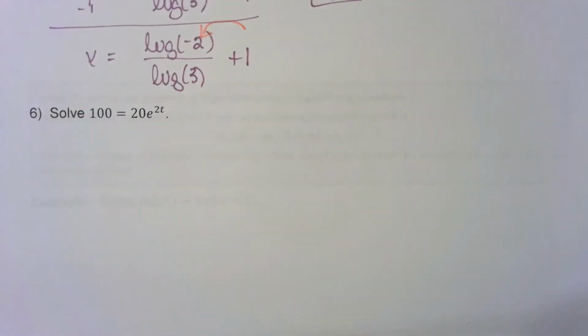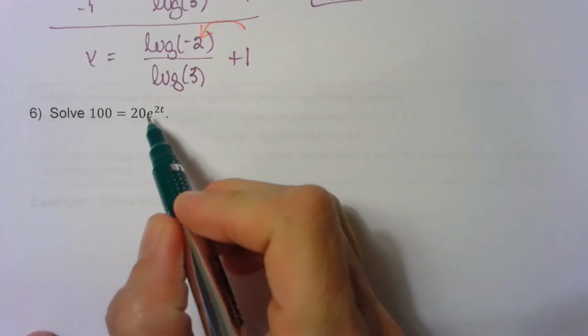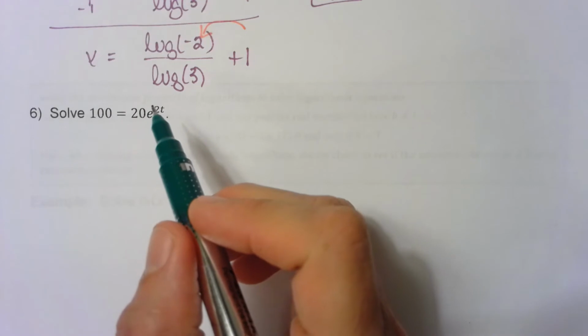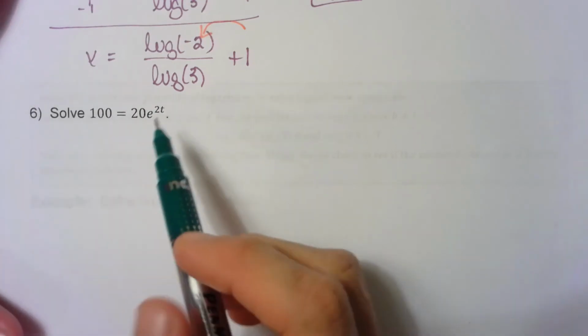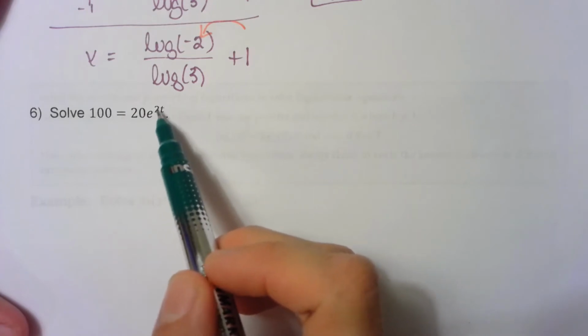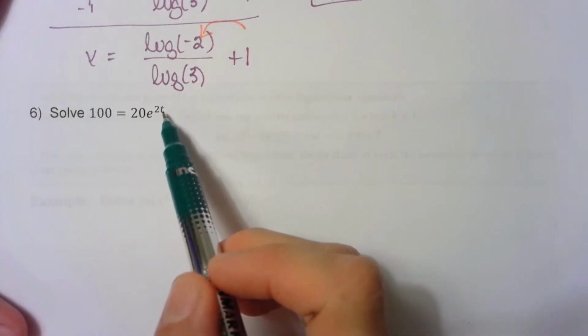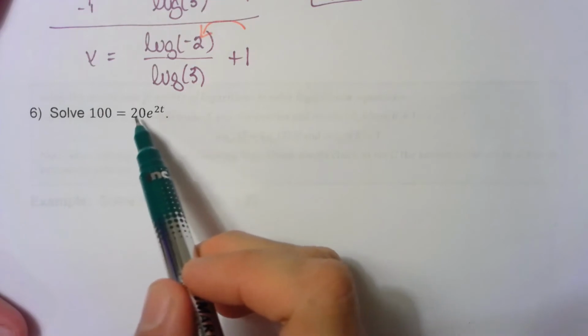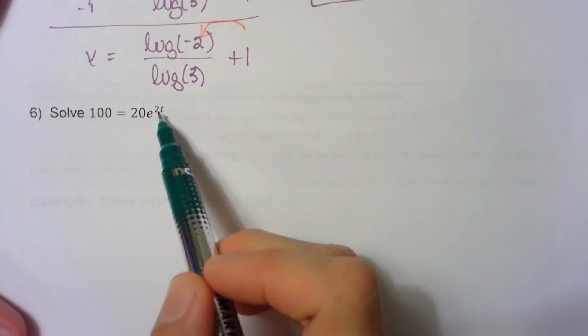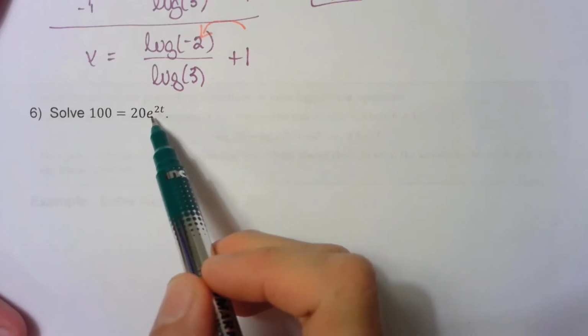So let's move on to number 6. In this one, we have more stuff on the same side as the thing that is raised to the exponent. You might have to rewind that and listen to what I said again. Notice how over here we have e to the 2t. T is our variable, and that's what we're trying to solve for. We have a 20 on the same side as the thing that is raised to the variable. We have to get the e to the 2t by itself.